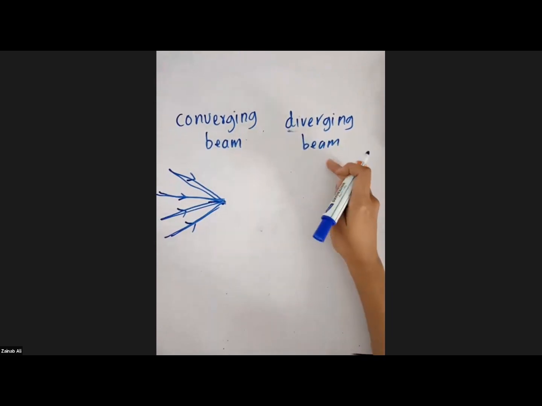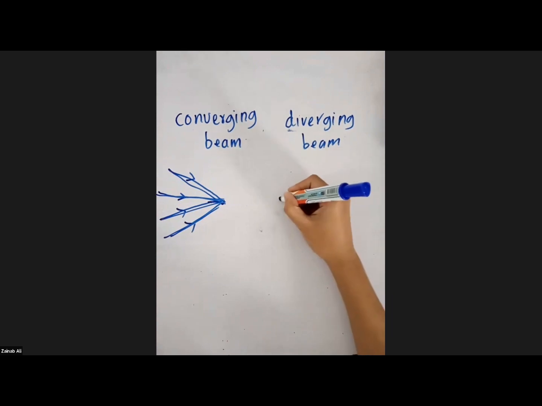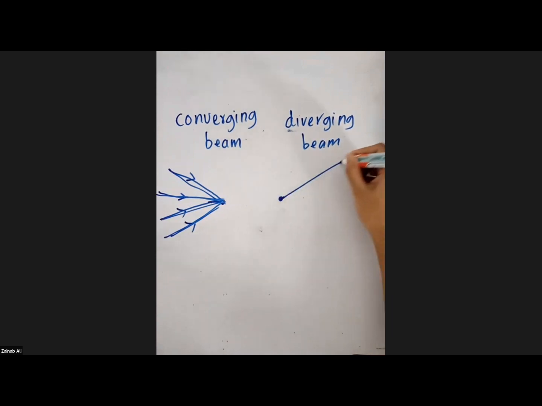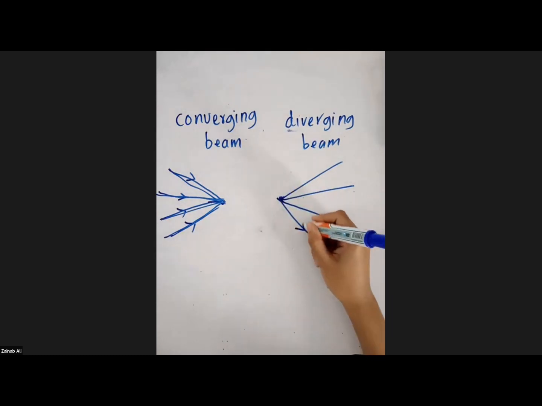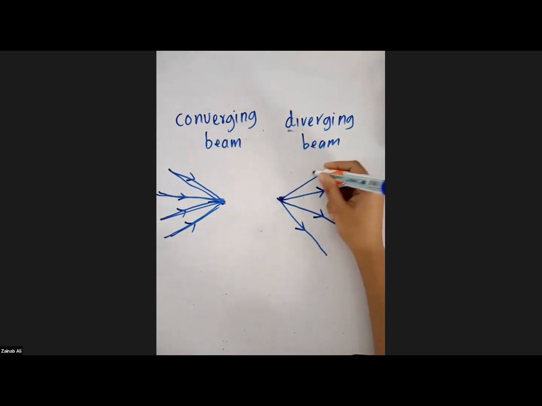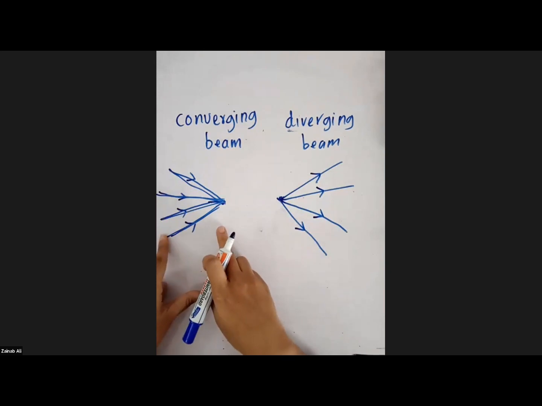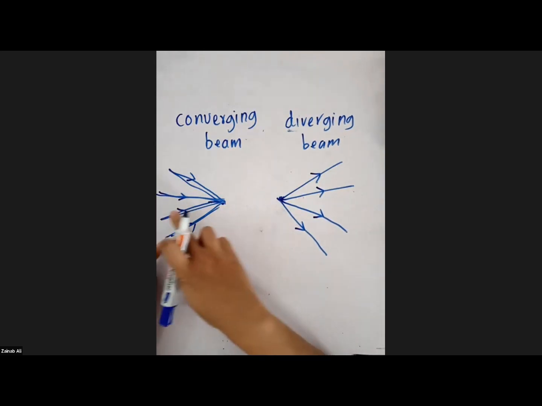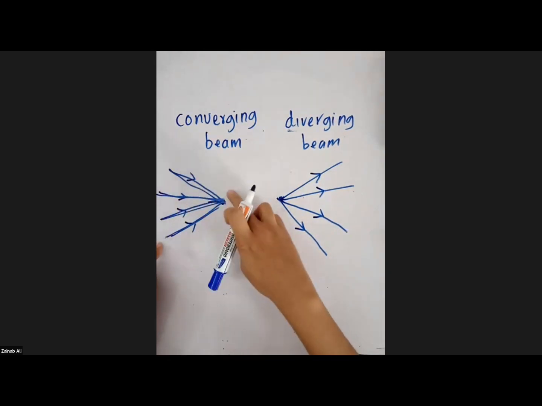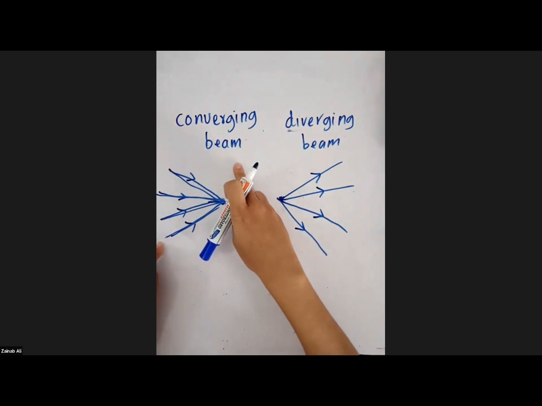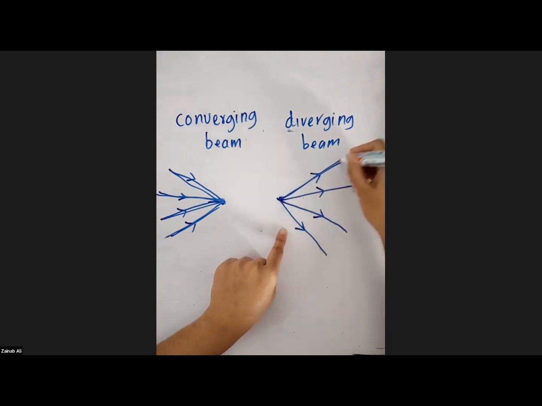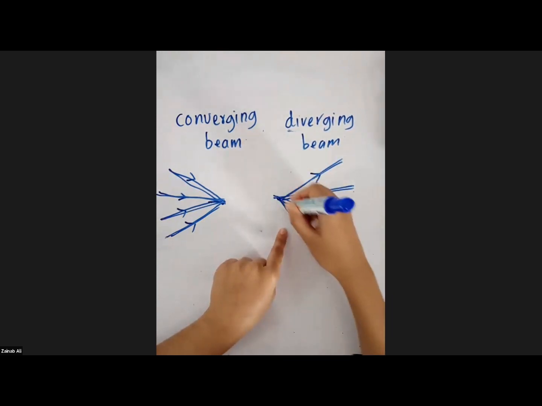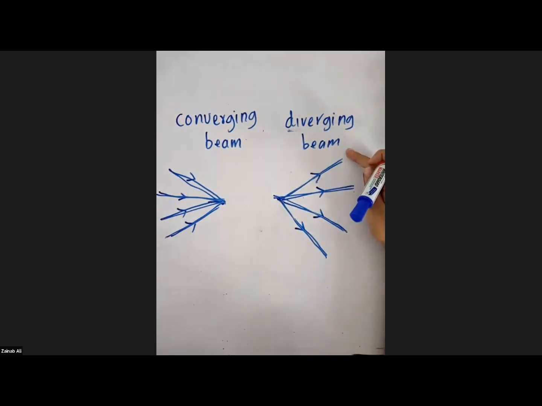So what is a diverging beam? When the light rays are moving away from the point, you call it a diverging beam. So what is a converging beam? When the light rays are coming towards a point. What is a diverging beam? When the light rays are moving away from a point, you call it a diverging beam.